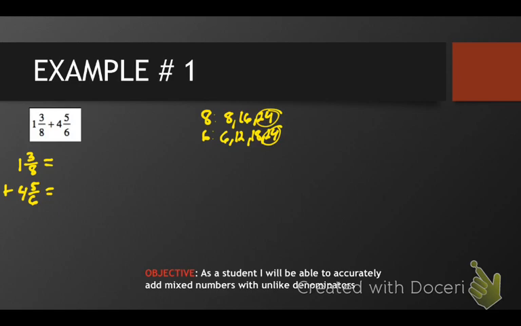Now, what I do is I keep my whole number. It just drags right over. So 1. And my new denominator is 24. I'm going to do that for both of them. I'm going to keep my 4. My new denominator is 24.